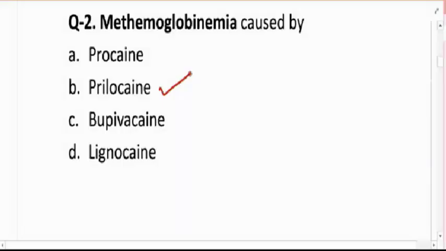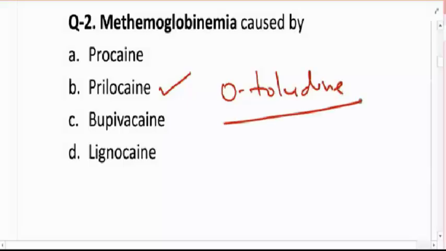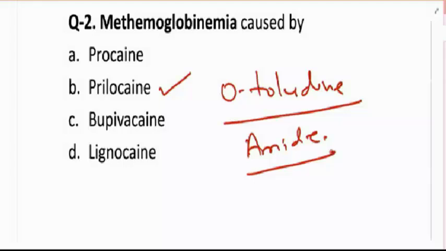Now, prilocaine is metabolized to O-toluidine. So all of you know again that the local anesthetics are divided into two groups, amides and esters, and prilocaine is an amide local anesthetic. Now the other agent which also causes methemoglobinemia is benzocaine.